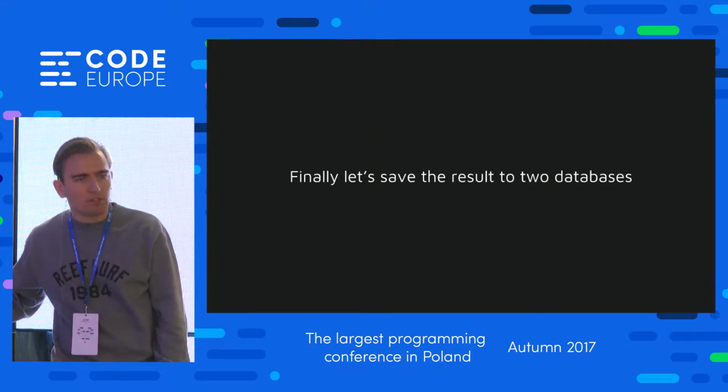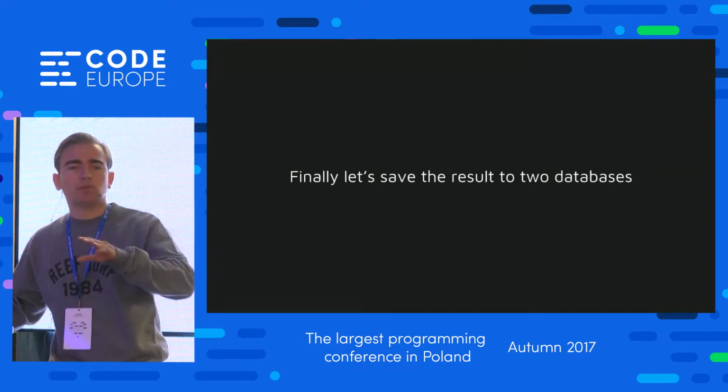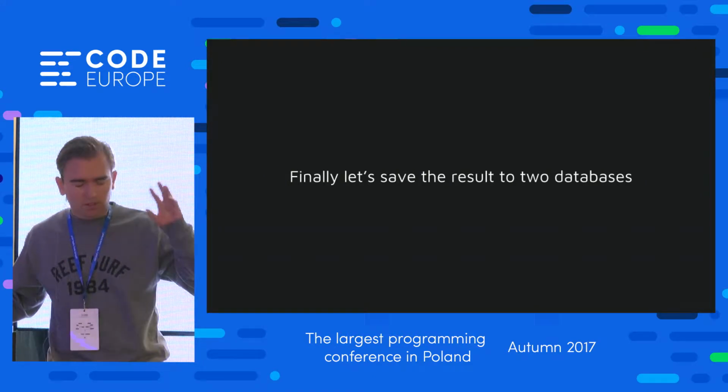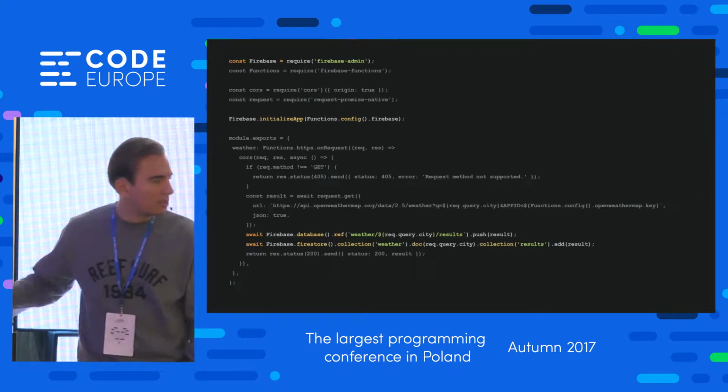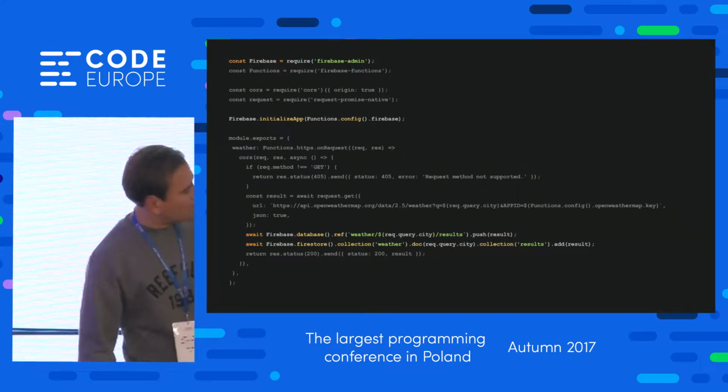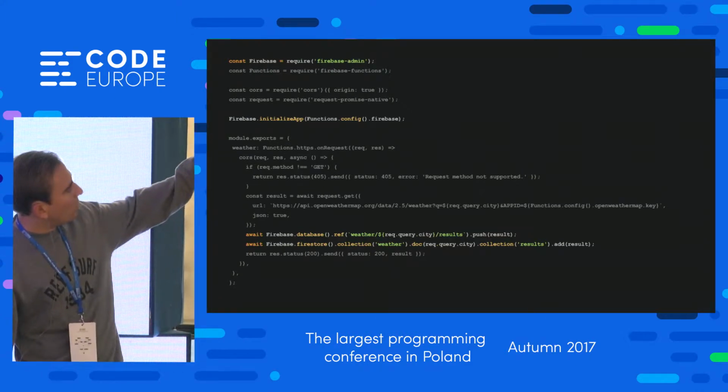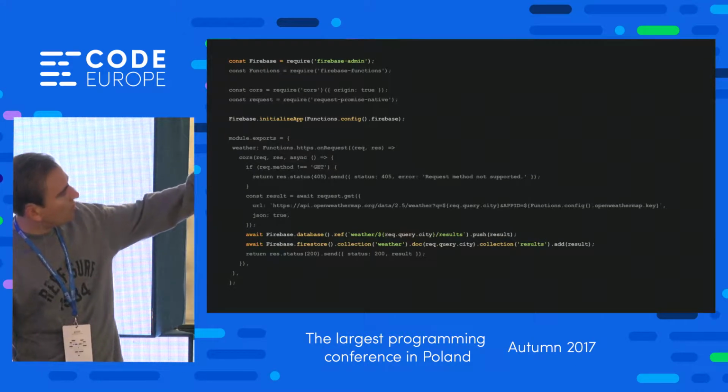And finally, we're now going to do something that's very powerful, and this is where I think Firebase makes your life easier when working with data and databases. We're now going to save that result we got from the weather API to two databases. Here we go, two lines of code on the bottom. We require another dependency, firebase-admin.